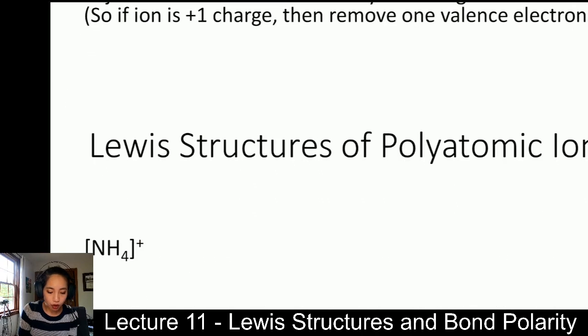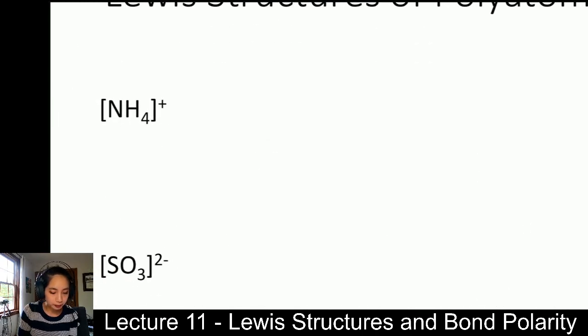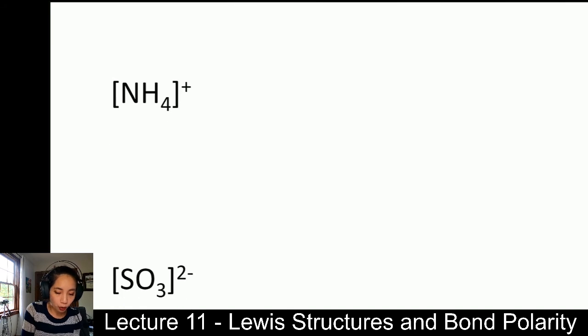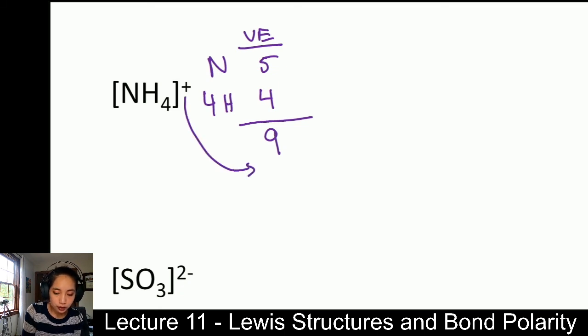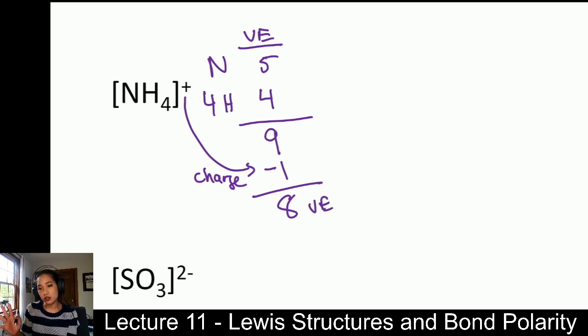So let's actually draw the Lewis structures for these. Let's do NH4 plus first. It's the same steps. Let's do valence electrons first. That's step 1. Nitrogen has 5 valence electrons. 4 hydrogens have a total of 4 electrons, so that's 9. But then we need to account for the charge. Since it's a +1 charge, we remove one of the electrons. So there's a total of 8 valence electrons that we need to place.